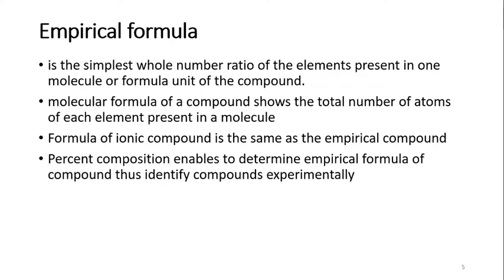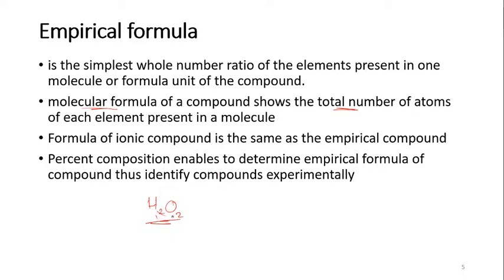Empirical formula. The empirical formula is the simplest whole number ratio of the elements present in one molecule or formula unit of the compound. As for the molecular formula of a compound, it shows the total numbers of atoms of each element present in a molecule. Something like hydrogen peroxide: I know that hydrogen peroxide is H2O2. This is the molecular formula for hydrogen peroxide. The empirical formula for hydrogen peroxide would be the simplest ratio between the hydrogen and the oxygen.